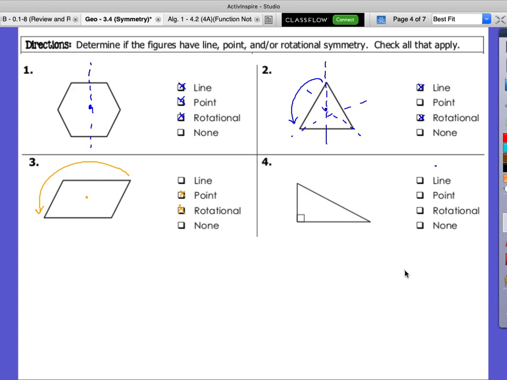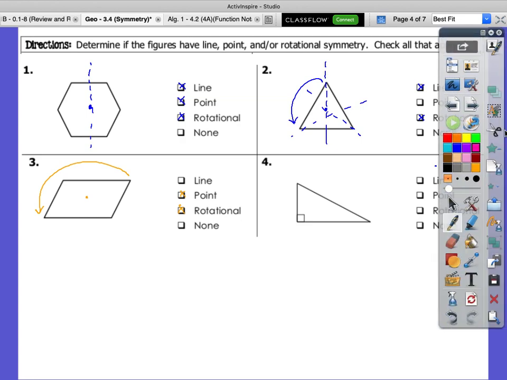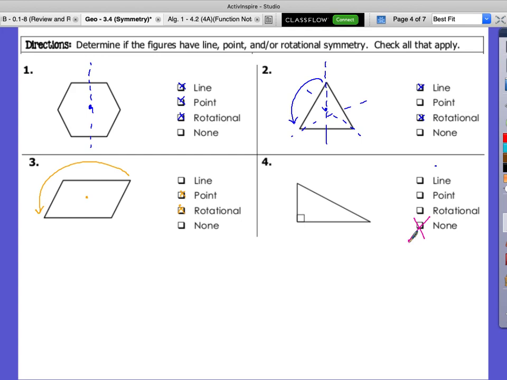Okay, can I get a volunteer to do number 4? Go ahead, Riley. I agree. For number 4, none of those. It is not any type of symmetry. There's no line you can draw through there. You can't flip it upside down. There's no way you can rotate it where it's the exact same.